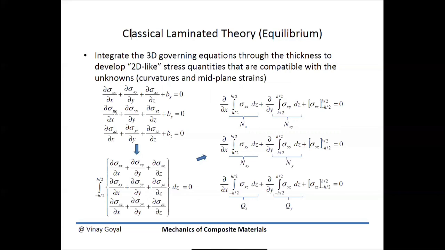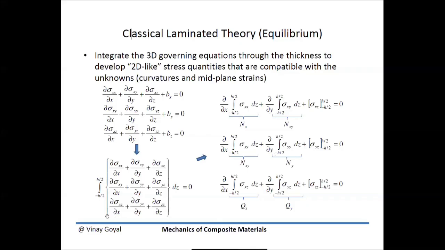I'm going to integrate these three equations through the thickness, from minus h/2 to h/2, dz, where minus h/2 is the bottom of the plate and h/2 is the top of the plate. When I do that, I'm going to distribute the integral into each of these stresses, keeping the derivatives on the outside. You can see that here we've accomplished that. But when I go to this particular term, I have the derivative of sigma xz with respect to z, times dz. Well, that integral is really sigma xz evaluated at the top and bottom of the surface. I can then distribute that to the middle equation here, and all you have to do is switch x and y to get this bottom equation.